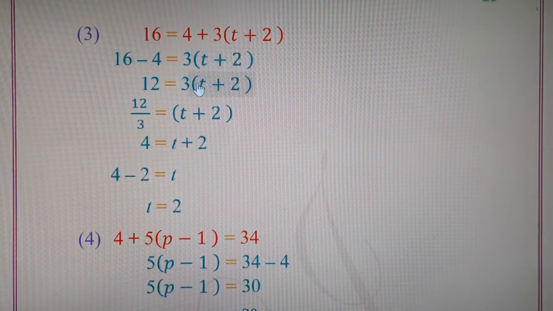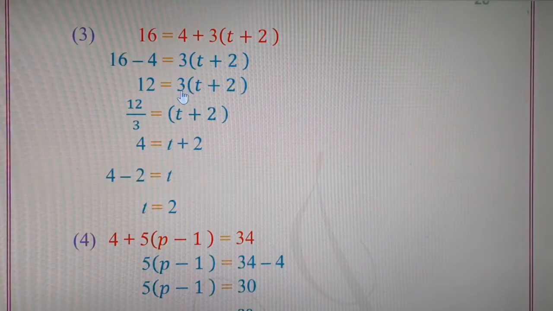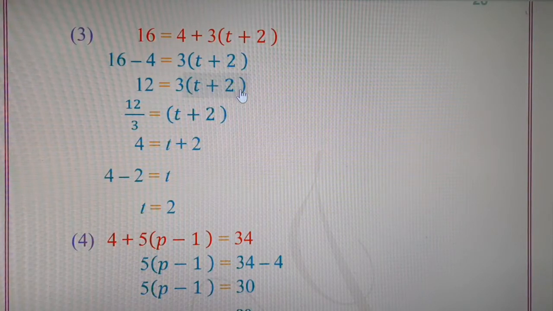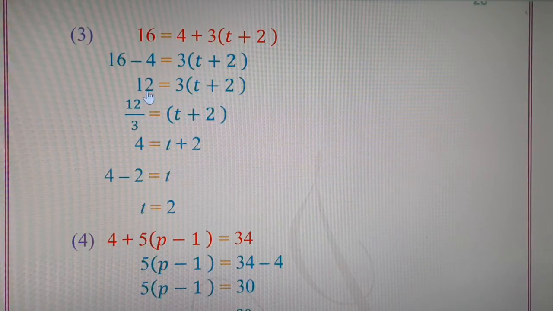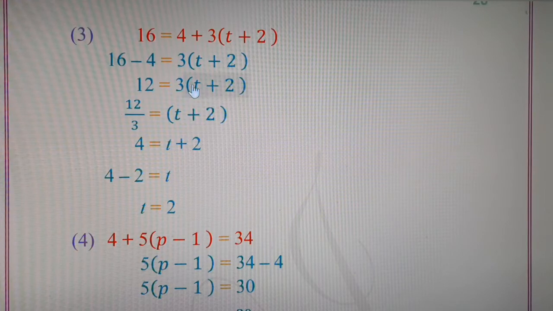This will copy in the next step also as it is. 3(t + 2), and here we'll solve in the left hand side. Answer of 16 minus 4 we will get 12. So in the left hand side we will write 12. 16 minus 4 is equal to 12, and in the right hand side 3(t + 2) we will solve further.